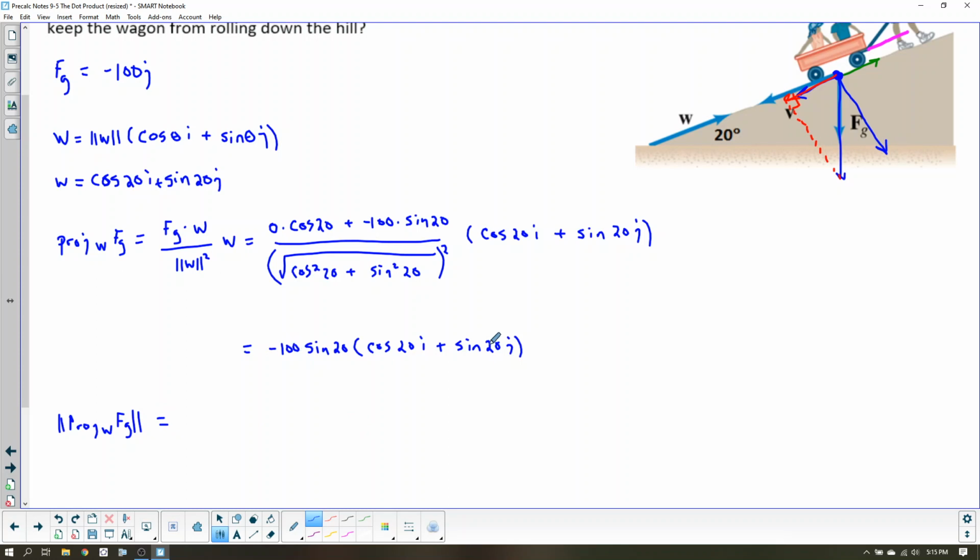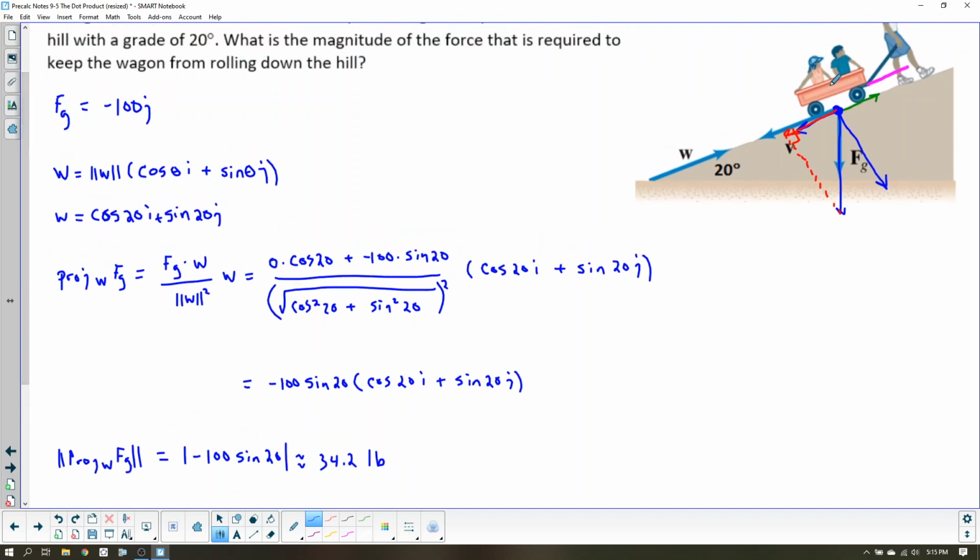And you could distribute this and do the whole long computation for the projection, but if you're careful and you notice, this really is just a magnitude multiplied by a unit vector. So the magnitude is just this thing right here, if you take the absolute value of it, right? This is a scalar multiplied by a unit vector. So it really is just the absolute value of negative 100 sine of 20. If you put that in your calculator, that comes out approximately to 34.2, and in this case it would be pounds.